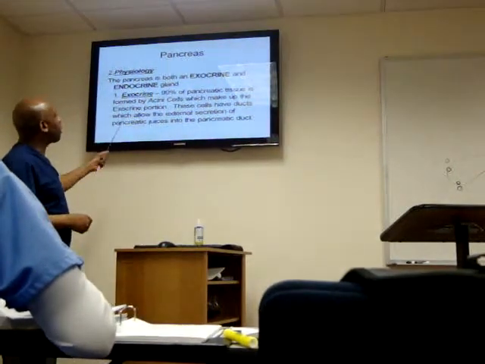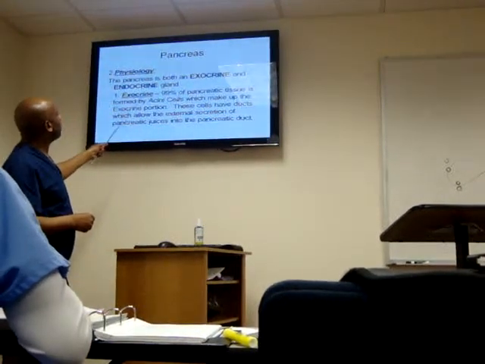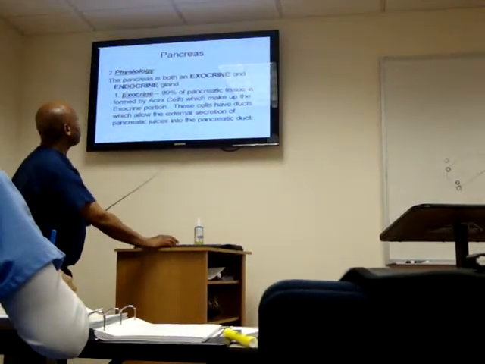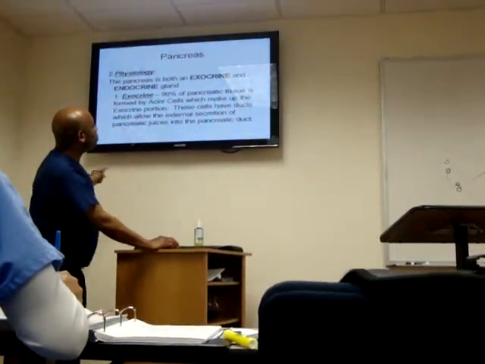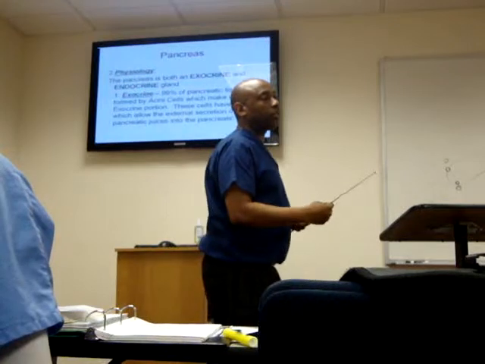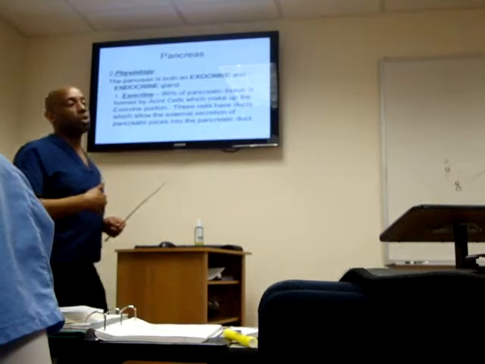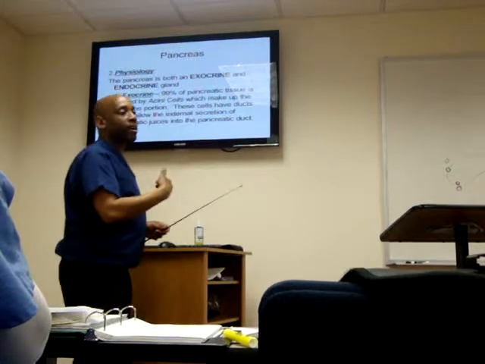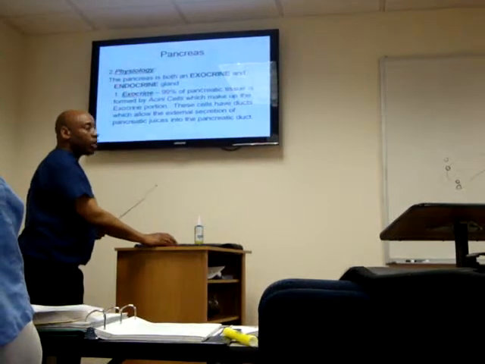So as an exocrine gland, the pancreas has acinar cells having ducts which allow the secretions of pancreatic juice to get into the digestive system via these ducts. The pancreas secretes pancreatic juices, which get into the intestines via the pancreatic duct. That's the exocrine function, using ducts.